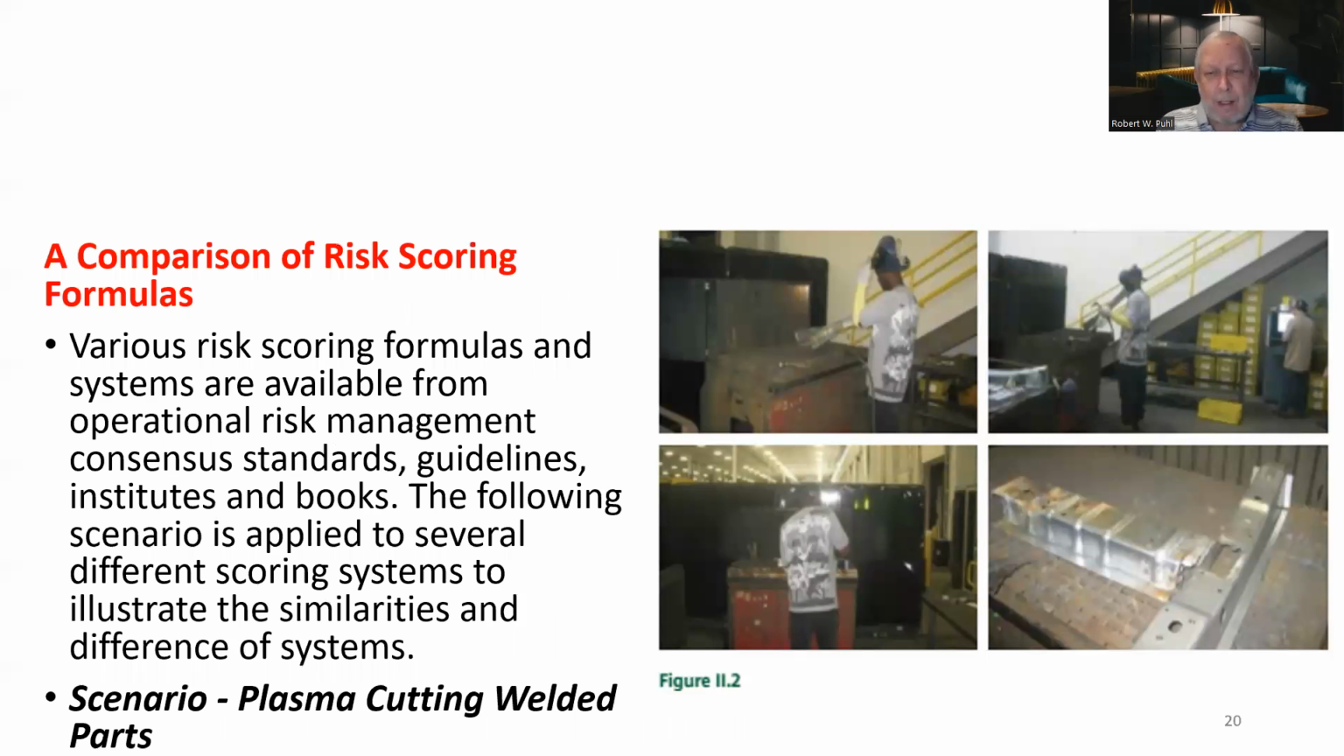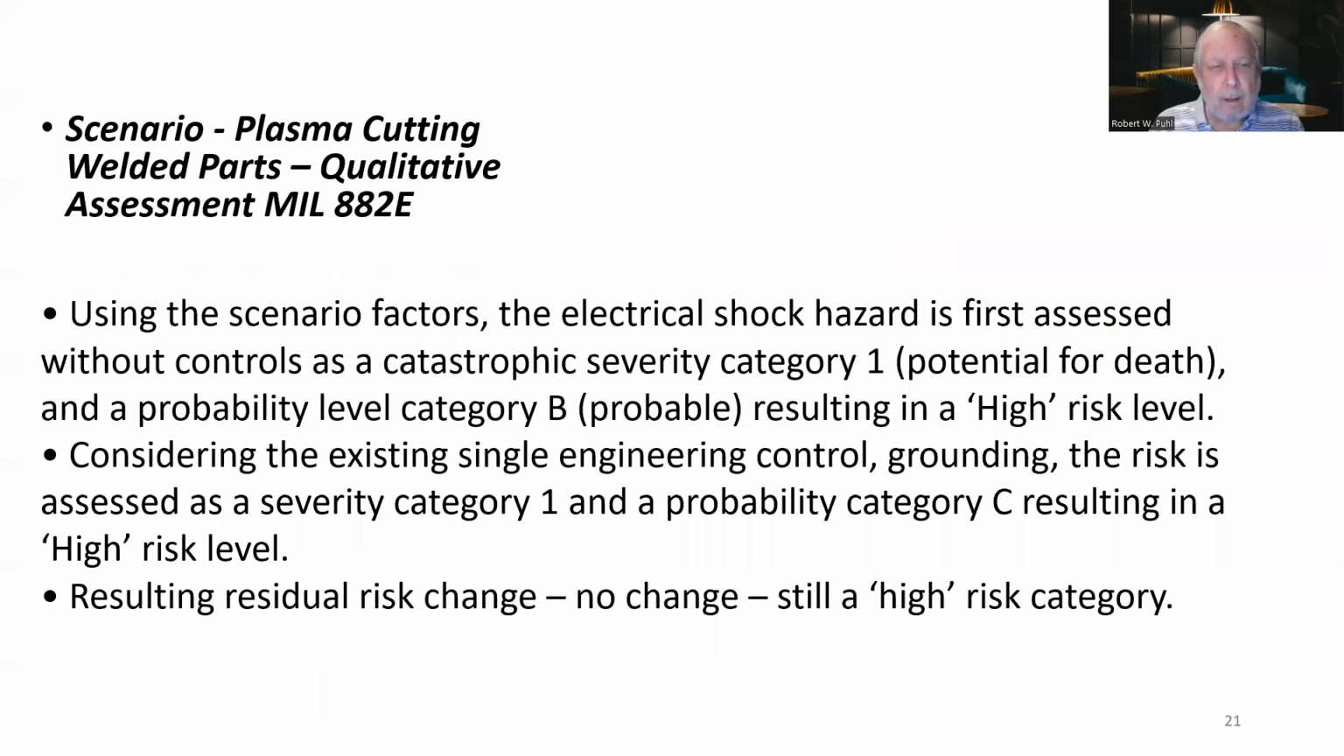Comparison of risk scoring formulas. Various risk scoring formulas and systems are available from operational risk management consensus standards, guidelines, institutes, and books. The following scenario is applied to several different scoring systems to illustrate the similarities and differences of systems. So here's the scenario they're going to give us, and then we're going to look at it through various different scoring methods. Plasma cutting welded parts, okay?